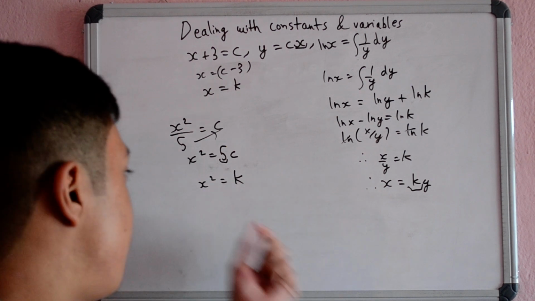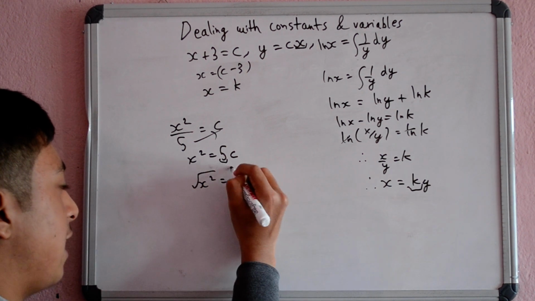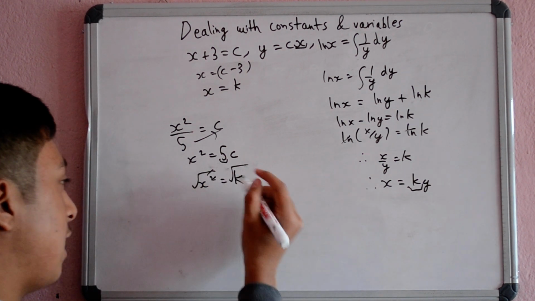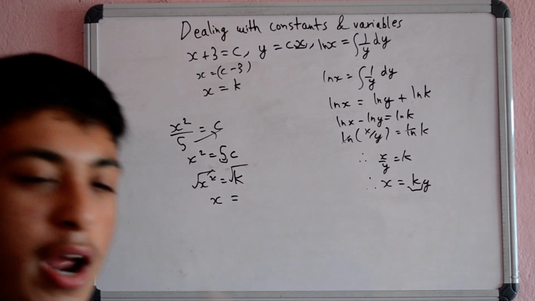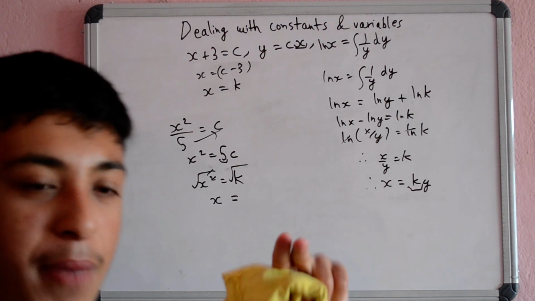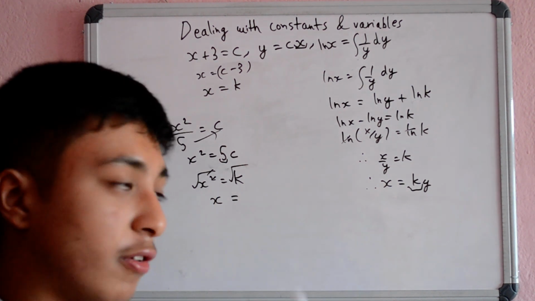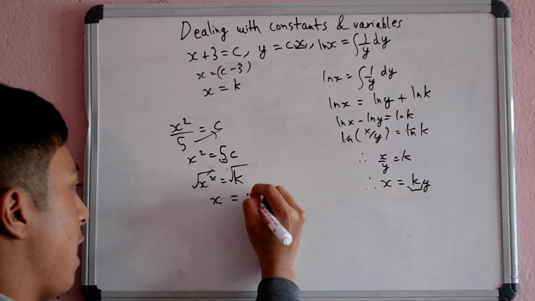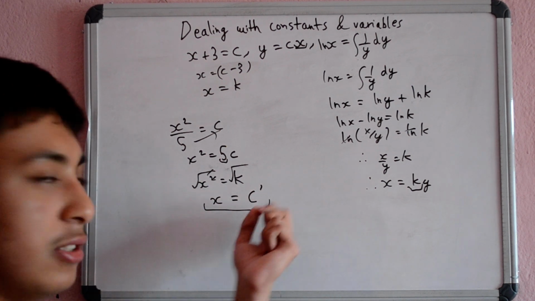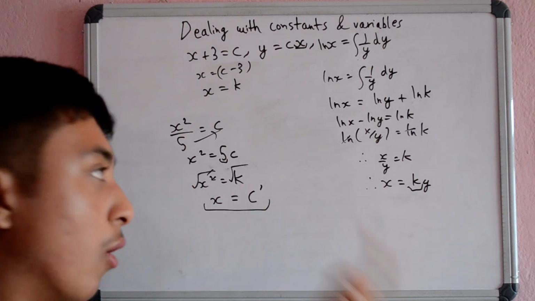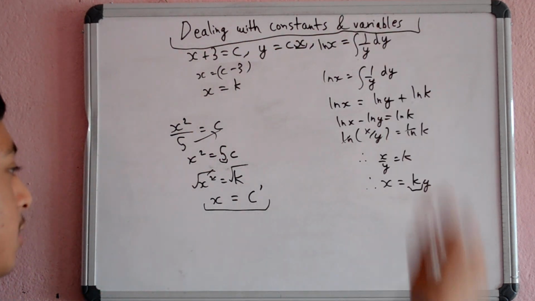Now you can finish the equation right here, but you can go further. You can square root both sides, such that the 2 and the square cancel. And x equals root k. Well, square rooting, cube rooting, powering, exponential function, log function of a constant is just another constant. So let's write it as a constant c prime. So finally we get that x is a constant. Well, x is just a constant. So this is dealing with constants and variables.